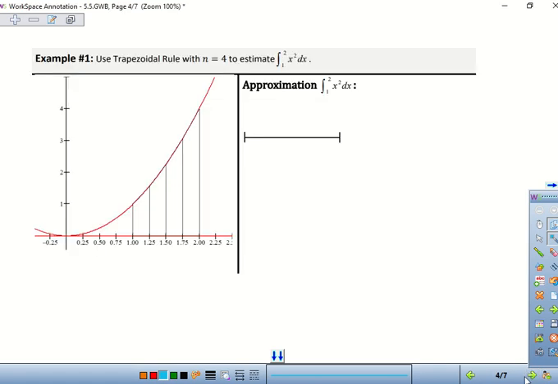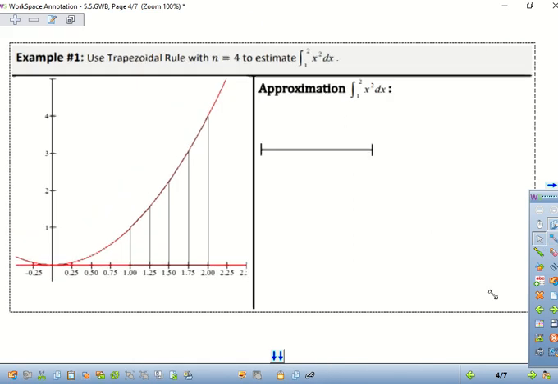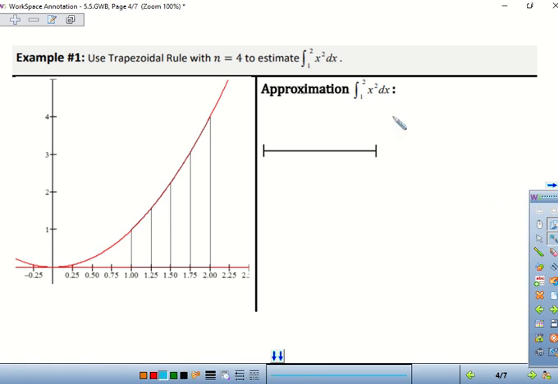So for this one here, it says use trapezoidal rule with n equals 4 to estimate. And they're giving us what we would call an integral. You guys know of it right now as an antiderivative. And they want us to use n equals 4. That's telling us how many rectangles we need. So if we have 4 rectangles, how many numbers do we need on the interval? 5. So we have 1 in the middle, 1 on the end, we have 2 on the other end.